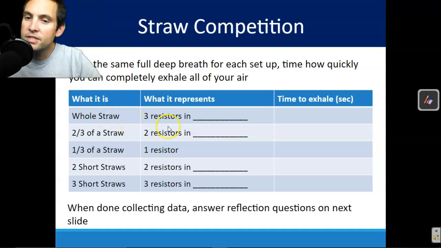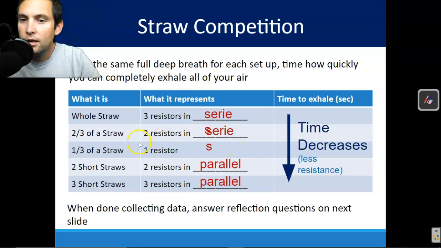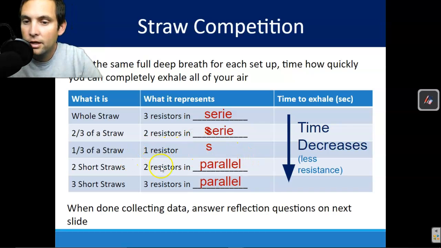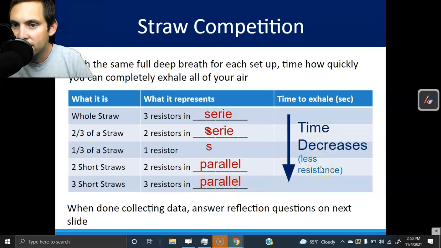The whole straw represents 3 resistors in series. 2/3 of a straw is 2 resistors in series. 1 resistor is just 1 resistor. 2 short straws are 2 resistors in parallel. Meanwhile, 3 short straws are 3 resistors in parallel. As you did this, perhaps you saw your time decreasing, and that's because as you got into parallel, you experienced less resistance.